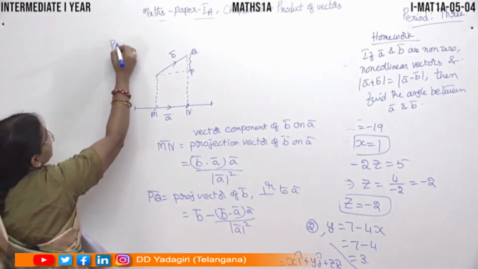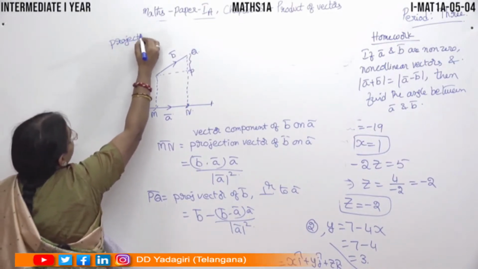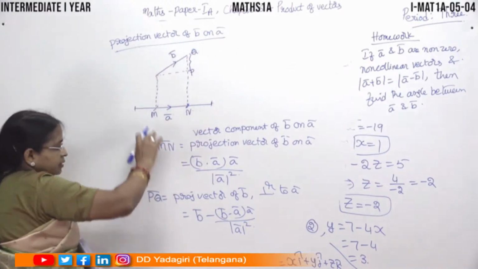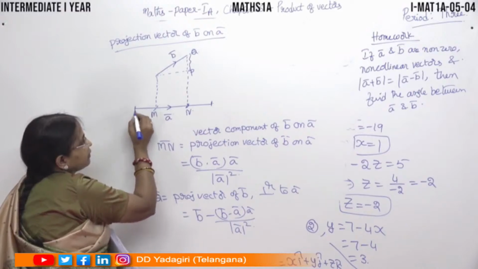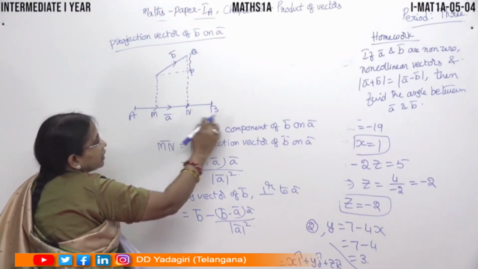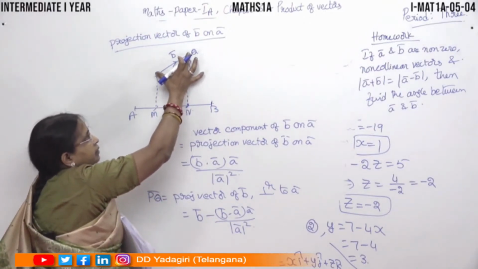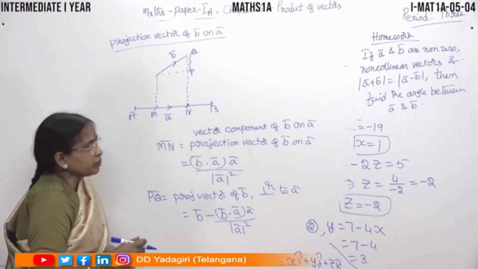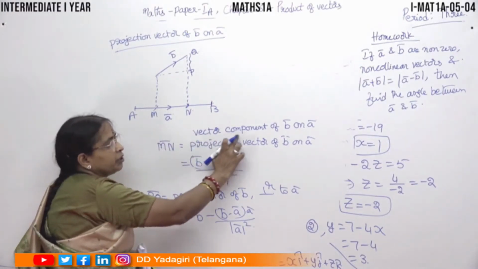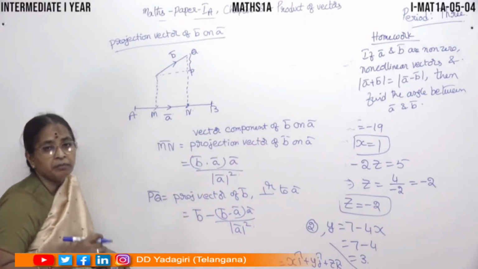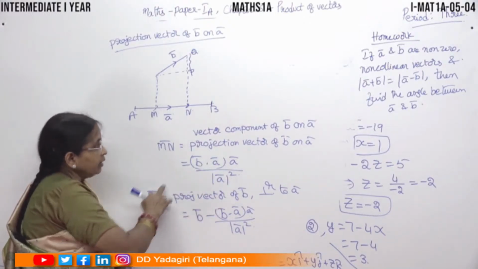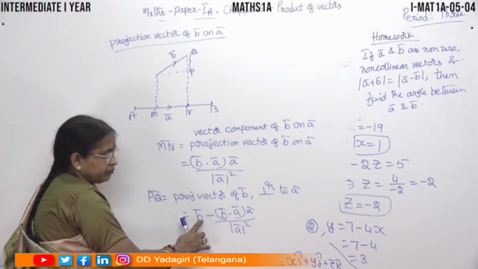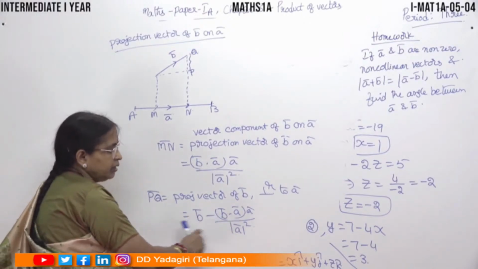So the next topic is projection vectors. Projection vector of B on A, this is the formula. Suppose that AB is the vector A, the whole thing is vector A, then this is vector B. Then draw perpendiculars. Then this MN vector is called the projection vector of B on A or vector component of B on A, and it is given by the formula B dot A into A by mod A square. And then this vector is called the projection vector of B perpendicular to A, in the direction perpendicular to A. So that is given by the formula B minus B dot A into A by mod A square.